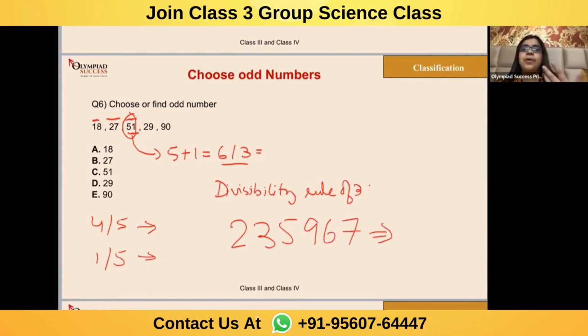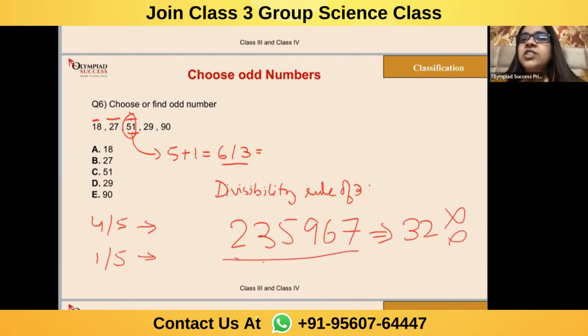Add the numbers up. Add the numbers up. 2 plus 3, 5. 5 plus 5, 10. 10 plus 9, 19. 19 plus 6 is 25. 25 plus 7, 32. Ayush, 32 is divisible by 3? No. So this number is also not divisible by 3.